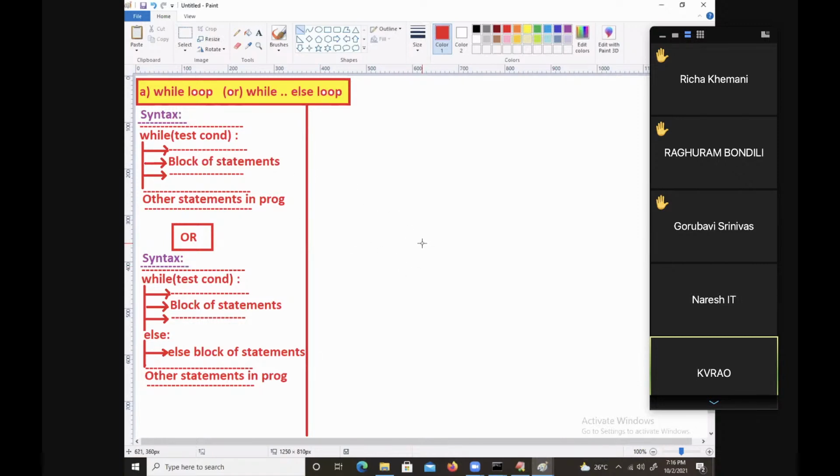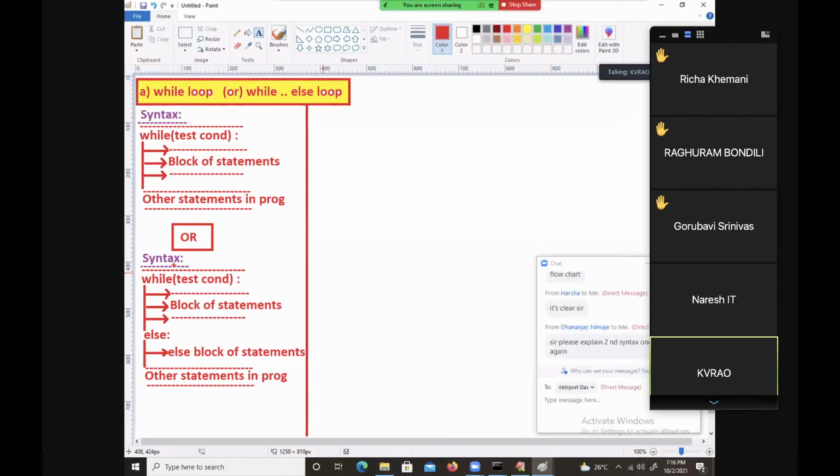Yes, ma, Dhananjay. Once again, I will explain. Okay, no problem, let us start once again. Some of our students are asking. Syntax 2: first the while test condition is evaluated. First time true. What is happening? Execute the block of statements. How many statements are in the block? Indentation, you know? That will execute.